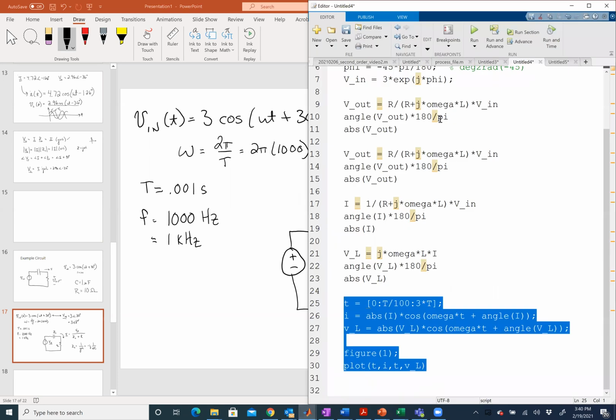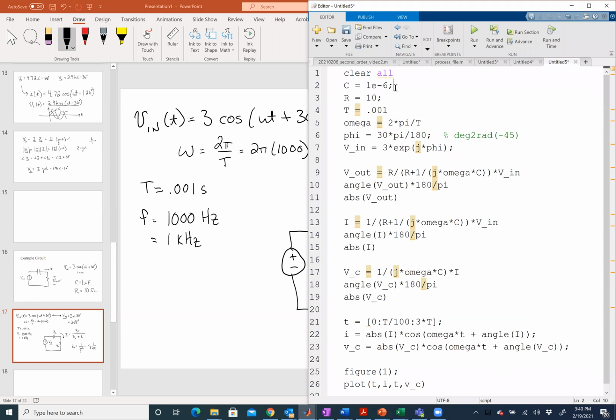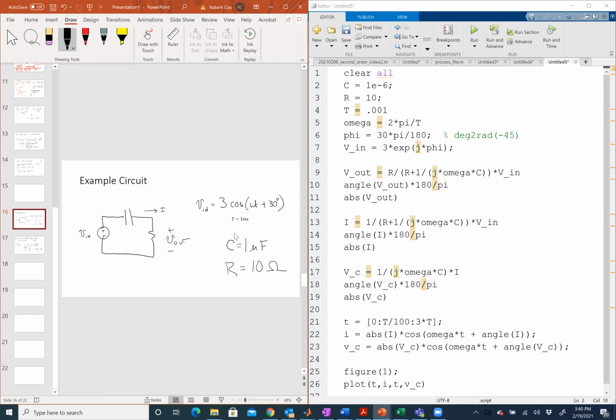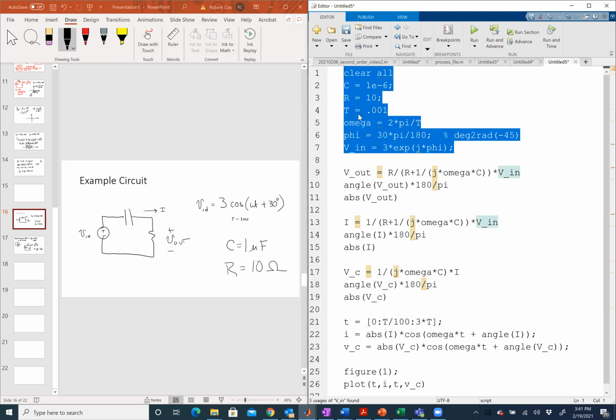Again, I did this one in MATLAB as well. I put in 1 microfarad, 10 ohms. My period was a millisecond, so there's my omega. Now notice what I did: I said 30 degrees, so I converted that into radians, and there's my phasor right there. So let's run that real quick.